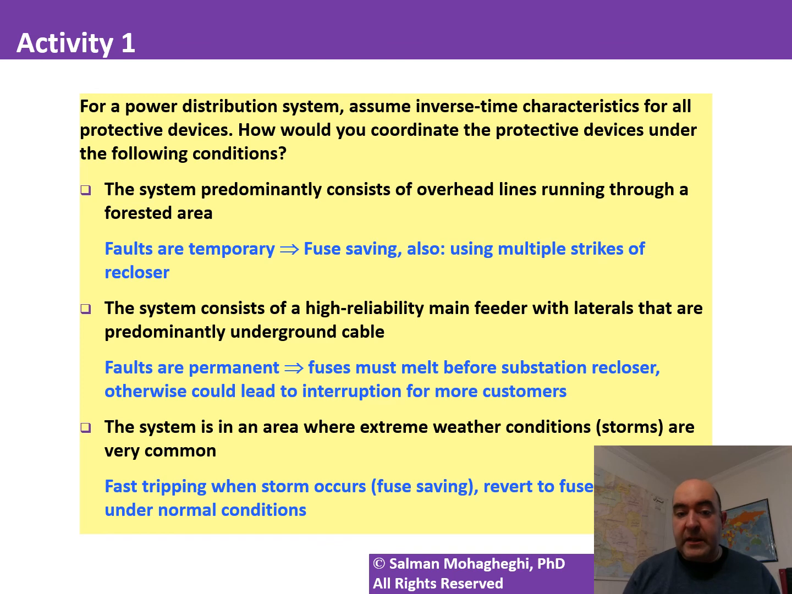scheme, in a sense that when there is a storm, in order to be proactively prepared for it, you revert all your auto reclosers to fast tripping mode, meaning that they will start to respond to faults before the fuses do. This way you will be saving your fuses. However, when you go back to normal conditions, you just change the settings back to what they were, meaning that the fuses will be the ones responding to lateral faults before the substation breaker.